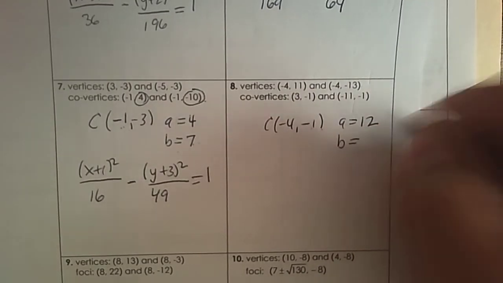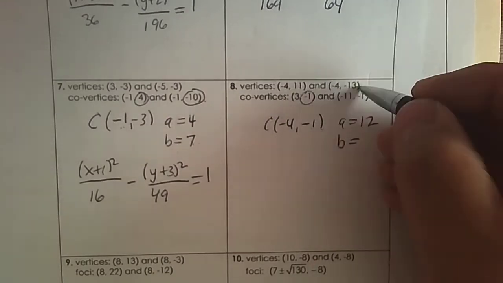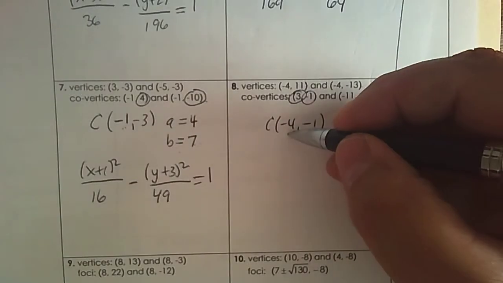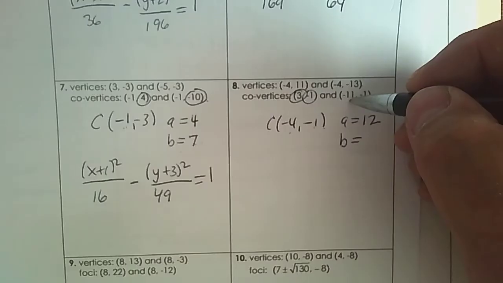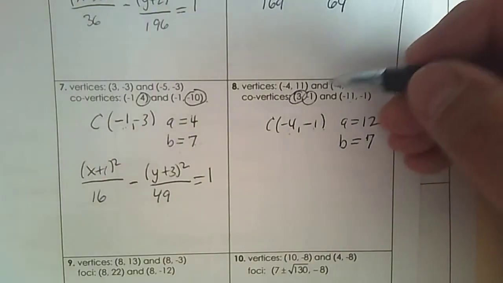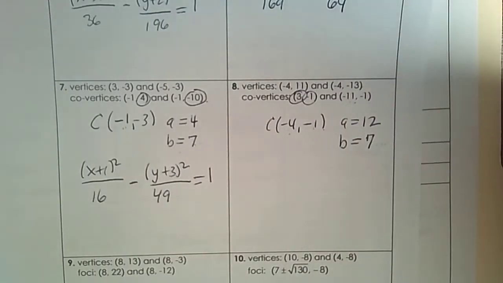To find b, look at the x coordinates. So we can go negative 4 to 3 or 3 to negative 11. Either way, that distance is 7. So from negative 4 to 3 is 7, or 3 to negative 11 is 14 divided by 2, which is also 7. Be careful, which one am I going to start with?